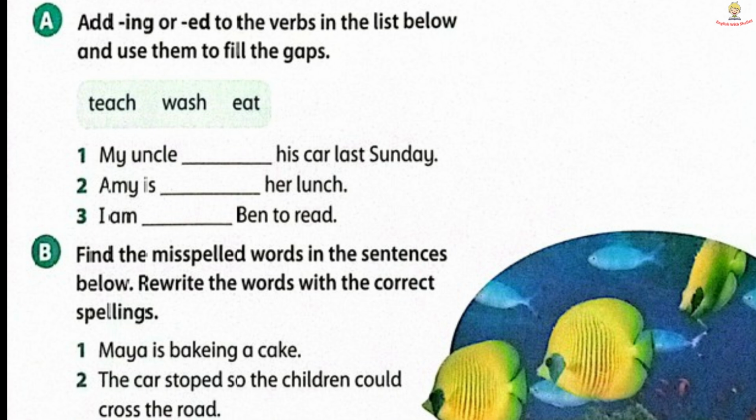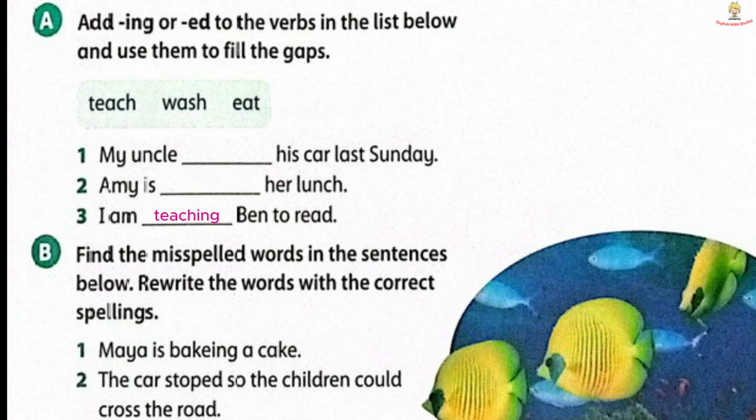Amy is dash her lunch. So we add ing with the verb and it becomes: Amy is eating her lunch. I am dash Ben to read. So Ben is the name of a boy. We use ing with the main verb and it becomes: I am teaching Ben to read.